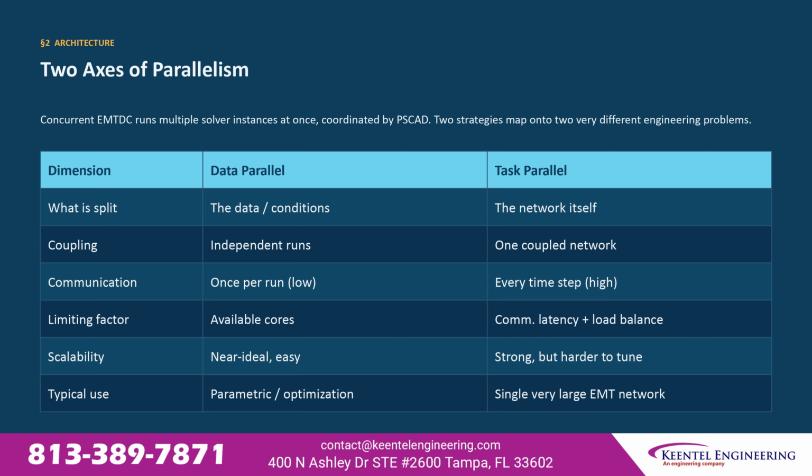Task parallelism splits the network itself. One large model is divided into coupled subsystems, each on its own core, exchanging interface quantities with its neighbors on every time step. Coupling is tight, communication is constant, and latency becomes the dominant limiting factor. The choice follows directly from the problem. Parametric sweeps and optimization studies are data parallel. Accelerating one very large network is task parallel.